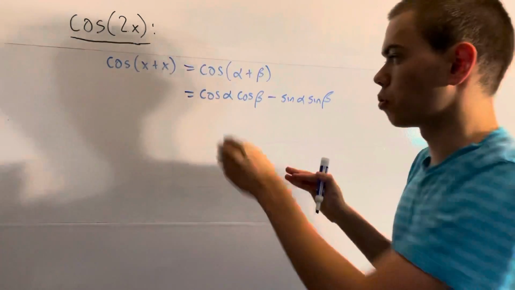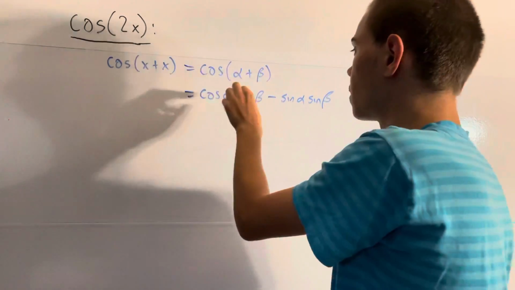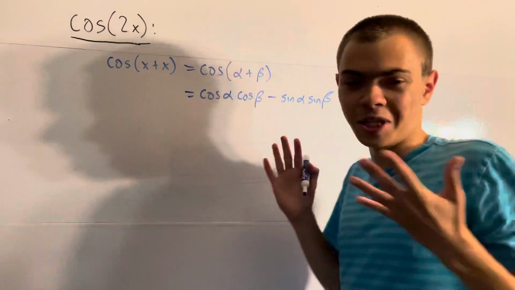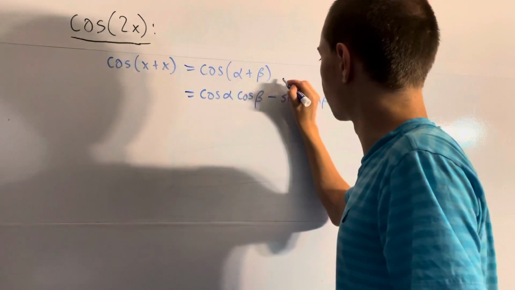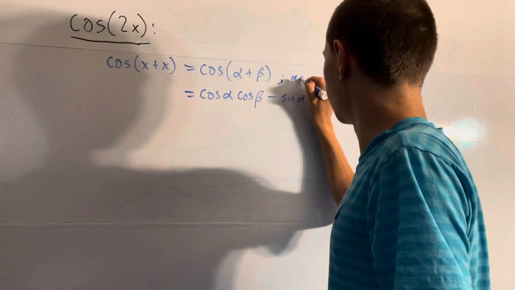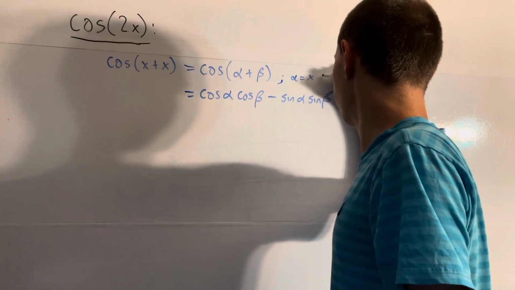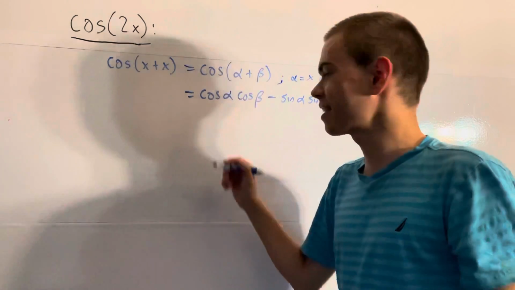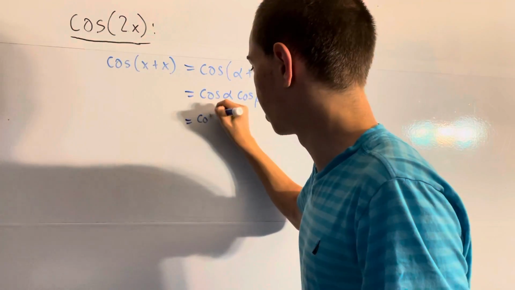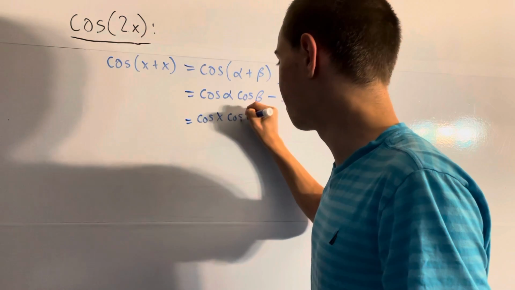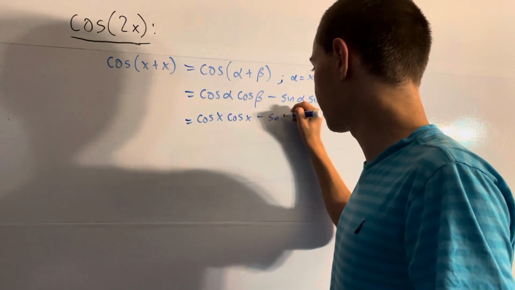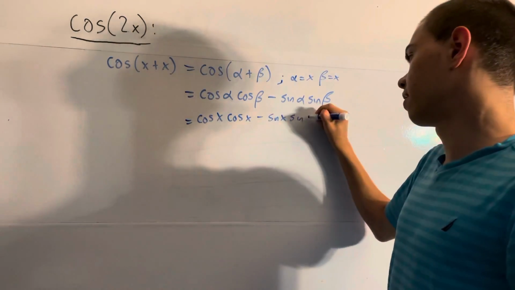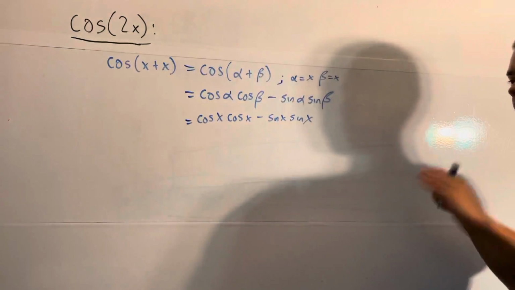Now, in this case, we're doing x plus x. So as a result, alpha and beta both equal x. So I'm just going to write that down. Alpha equals x and beta equals x. So we're going to substitute both alpha and beta for x. So what we're going to get is the cosine of x cosine of x minus the sine of x sine of x. And so yeah, that's pretty much what we get.